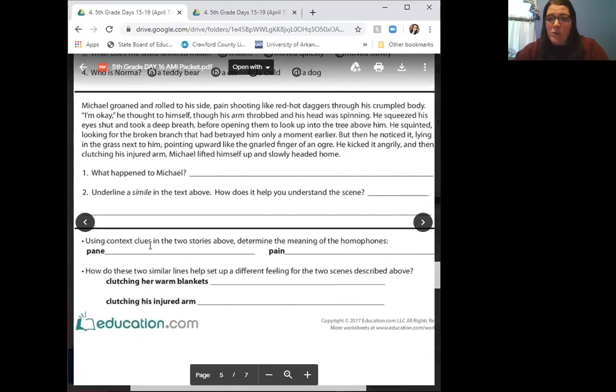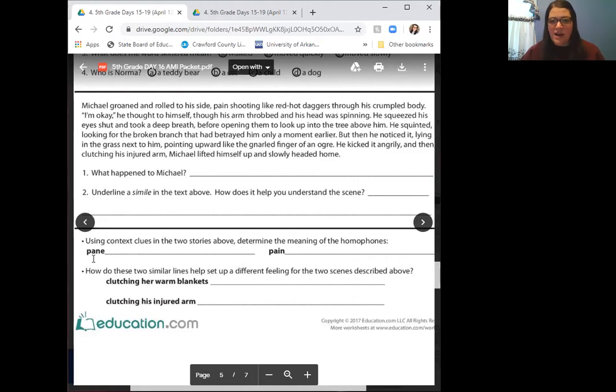So you have homophones, pane and pain. P-A-N-E was in our first story. And then P-A-I-N is going to be in the story, like pain, like you hurt your arm. It's going to be in the story about Michael. So using the context clues, what do those words mean? What does pane, P-A-N-E mean? And what does pain, P-A-I-N mean?